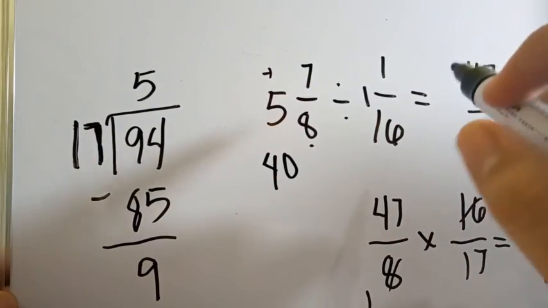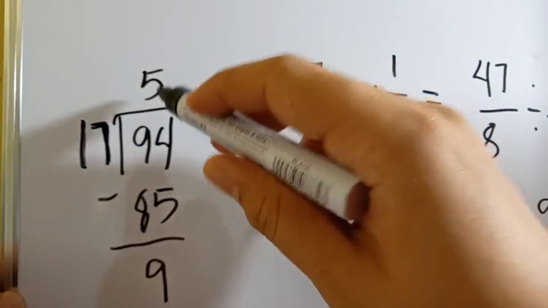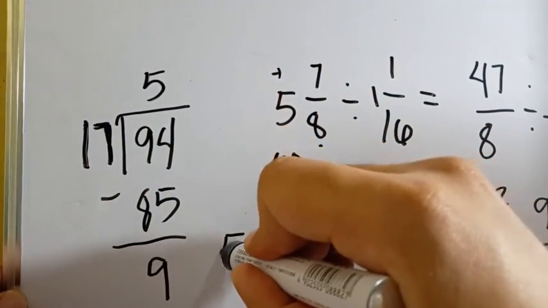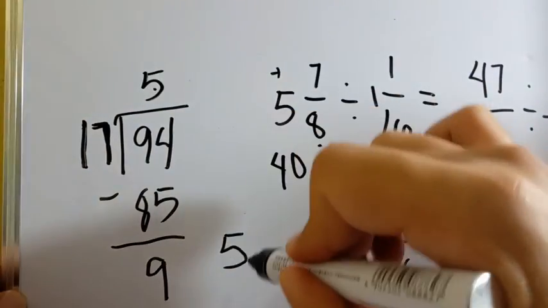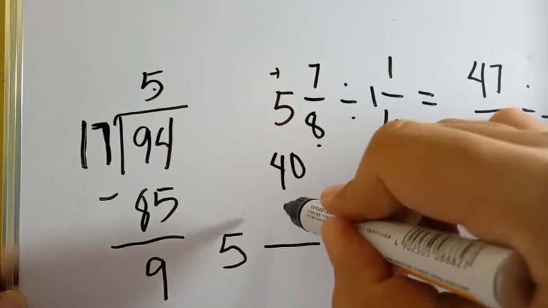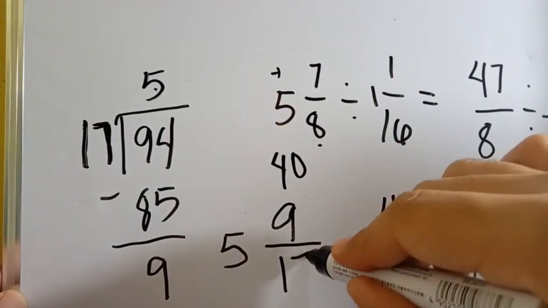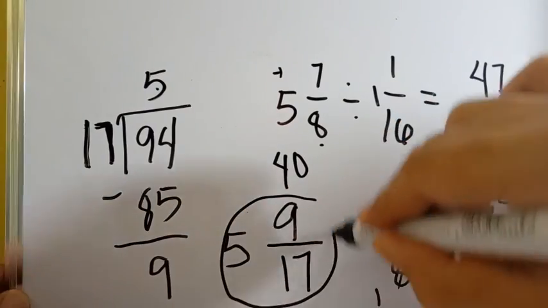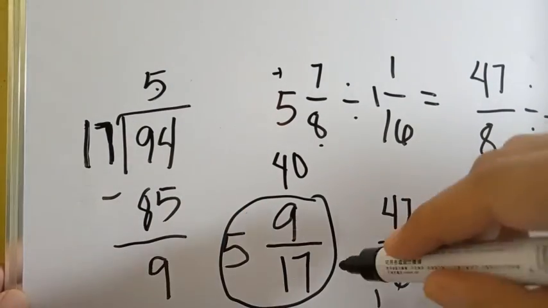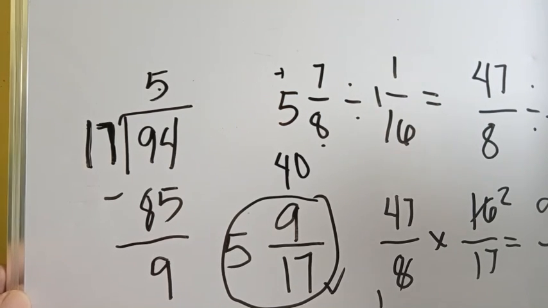So ano pong gagawin natin para ito maging simplified? So yung 5 will be the whole number. Ayun, ito po yung 5, kinopya natin dun, whole number. Okay, how about yung 9 will be the numerator and 17 will be the denominator, and this is our final answer. 5 and 9/17. So that's it.